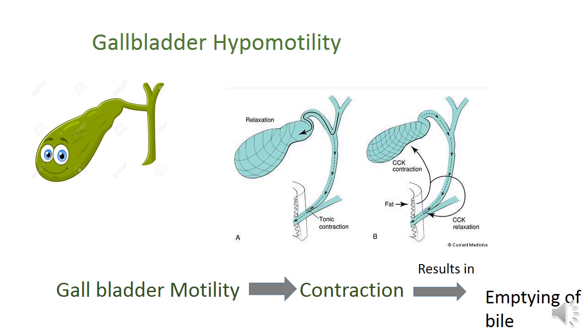So in order to understand this hypomotility, first we need to know what is normal motility of the gallbladder. So normally when we eat, especially fatty foods, the stomach releases CCK, that is cholecystokinin. Now this CCK causes contraction of the gallbladder and squeezes out the bile stored in it into the duodenum. So motility refers to emptying of the gallbladder, or contraction of the gallbladder which results in emptying of bile from the gallbladder.